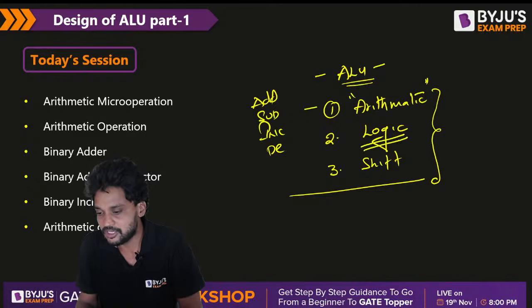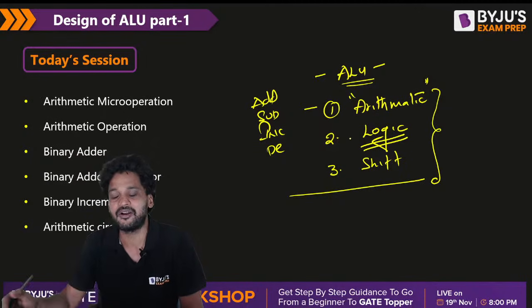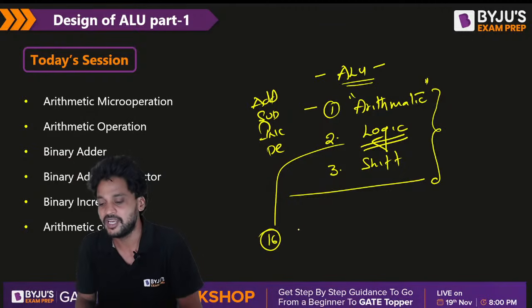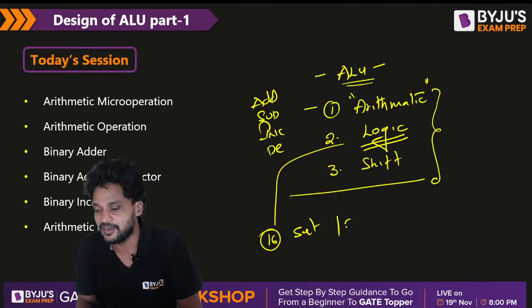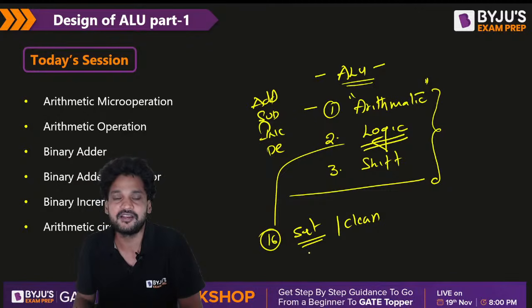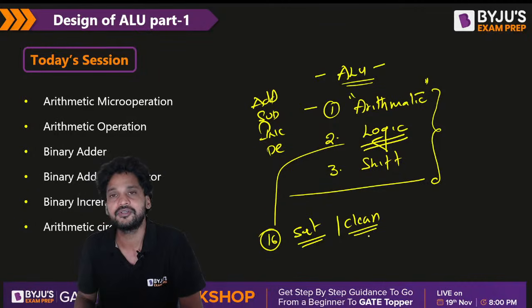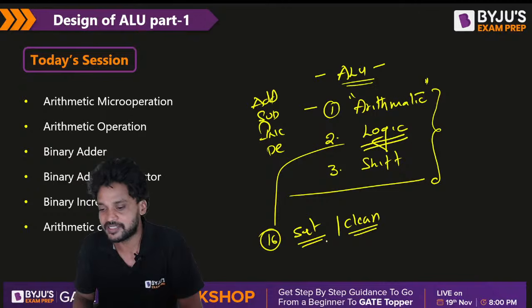ALU is also able to perform the logic operations. Logic operations are AND or NOT. There are altogether 16 different logical operations, including set and clear. What is set? If you perform set operation on any register, all the digits of the register will be set. If you perform clear operation on any register, all the digits of a register will be cleared. That is the difference between set and clear.